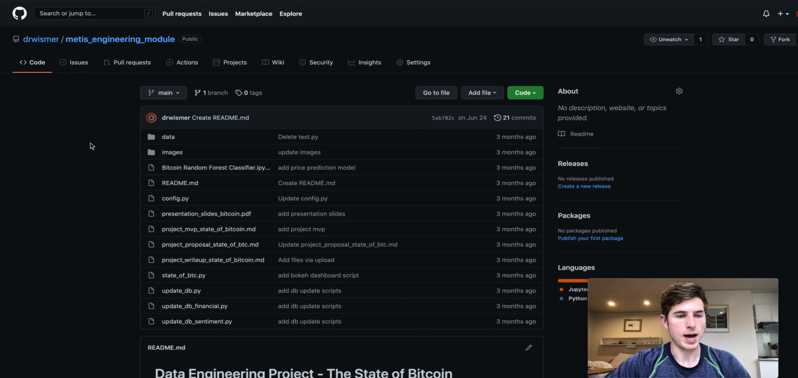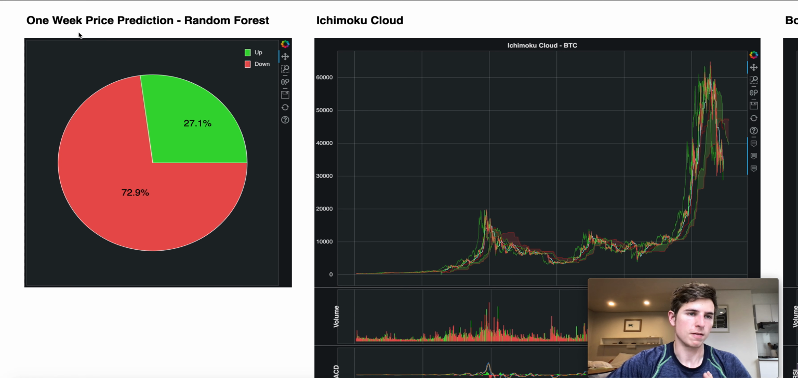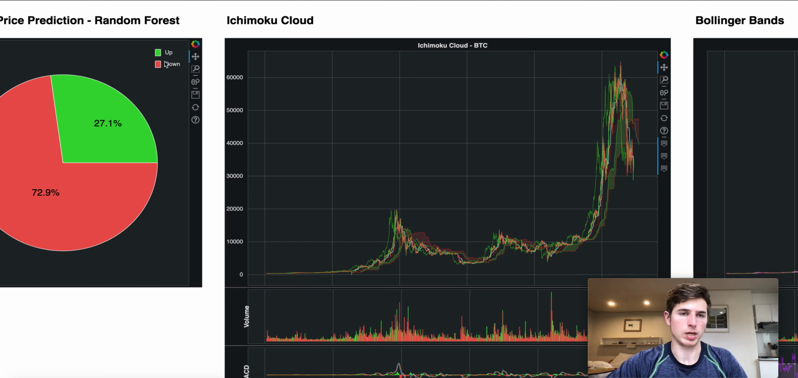And so with that, let's just take a look at the dashboard really quick and do a quick run through of what I've built. The first thing you'll see here is a random forest classification model predicting will the price go up or will it go down in the next 1 week period. And so this is saying as of right now, if we have up-to-date data, we've got a 27% chance of it going up according to our random forest model in the next week.